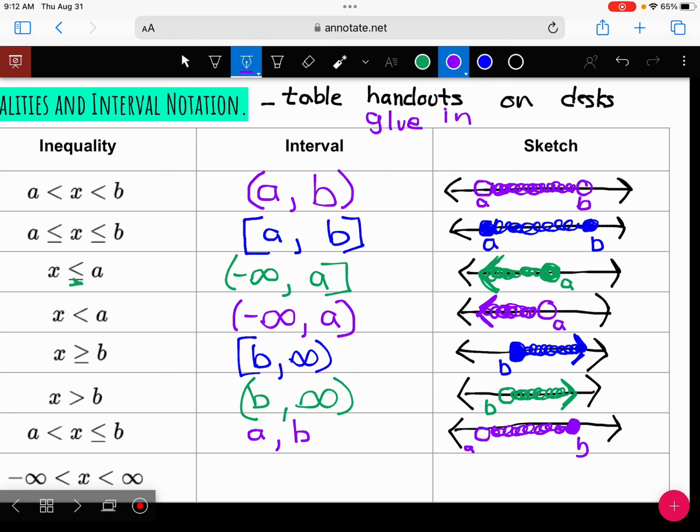B is the biggest it can be. A gets a parentheses. B gets a bracket.